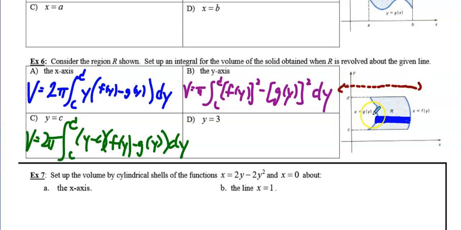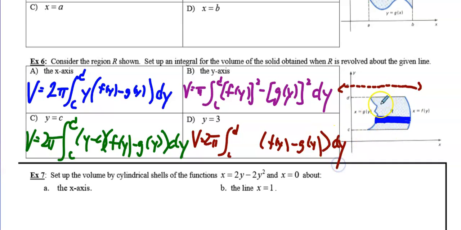I like this question because, again, it's parallel, so it's another shell method problem. So volume is going to be equal to 2 pi, the integration from c to d. And again, ladies and gentlemen, I'm going to go ahead and write out the f of y minus g of y, because that's going to be the height, right? That's not going to change, over dy. The only challenge here is just figuring out what the radius is.